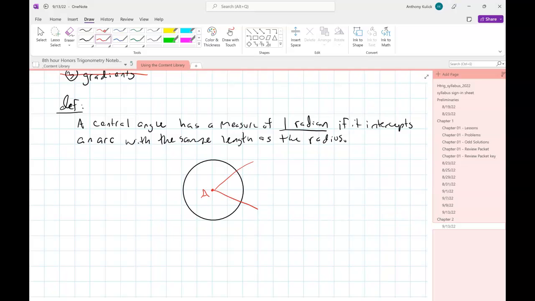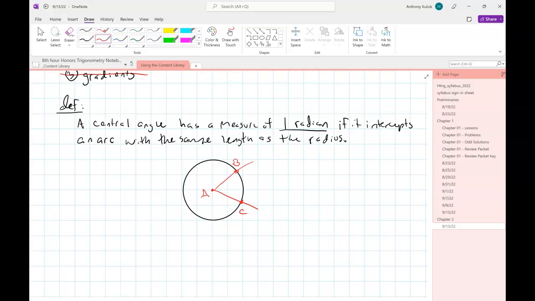Okay, then it says, has a measure of 1 radian if it intercepts. What does intercept mean? Touches, crosses, intersects. Same thing, right? An arc. What's an arc? Like part of the perimeter of a circle, right? So in our case, maybe we'll say those points of intersection are B and C. So we call arc BC the intercepted arc.